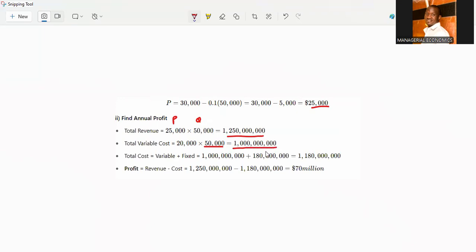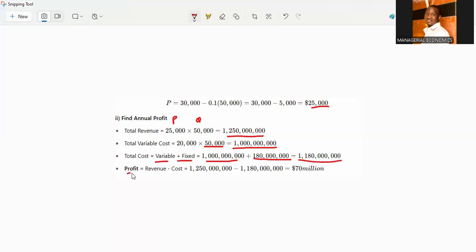1 million. The total cost is variable cost plus fixed cost. So the variable cost we've calculated as 1 million. The fixed cost already given as 180 million. So when you add these two, we get 1.1 billion.